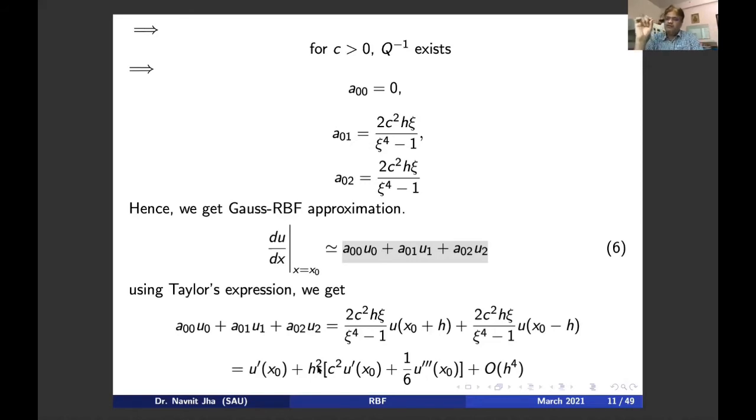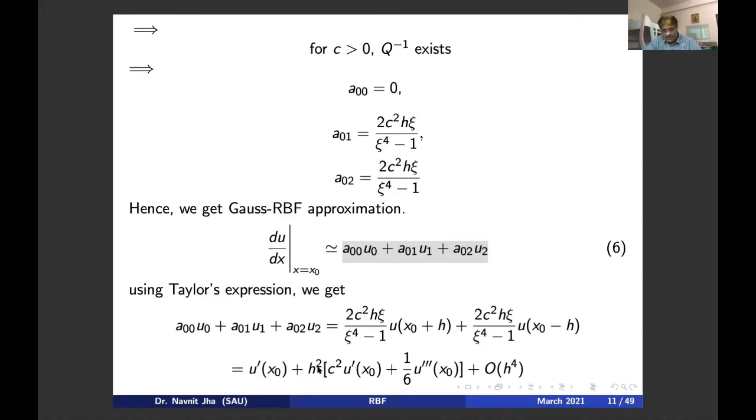I have calculated the approximation of the derivative at x0. Although I do not need the approximation of the derivative at the left and right nodes at this point of time, I am going to calculate it here itself because it is on the same line and it is easy for you to understand.